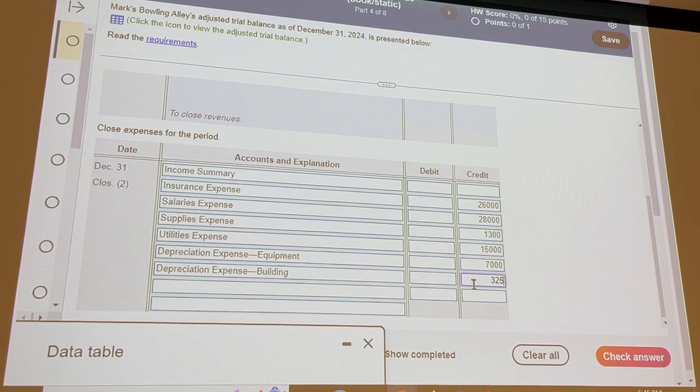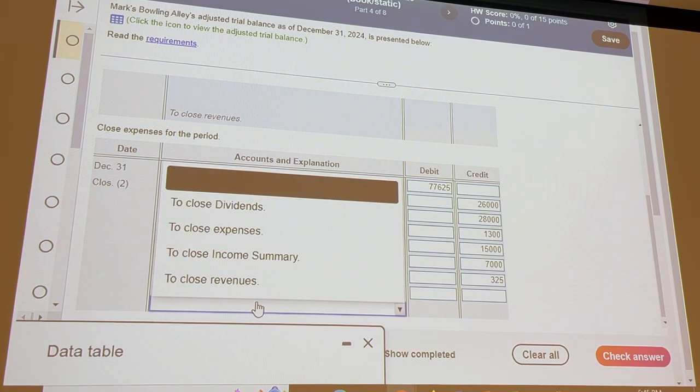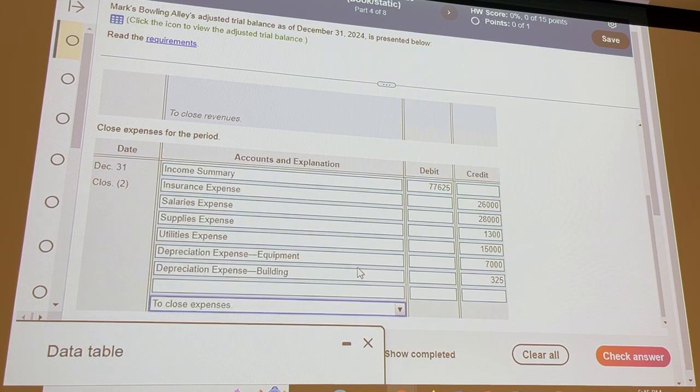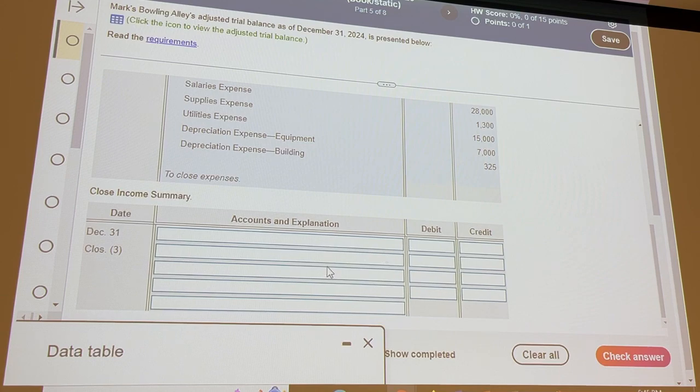I think that was everything. So then, if we added up all of those credits, the amount that we would need to debit to income summary would be $77,625 to make our journal entry balance. And at the bottom, we would put to close expenses. Okay, then we would close income summary.